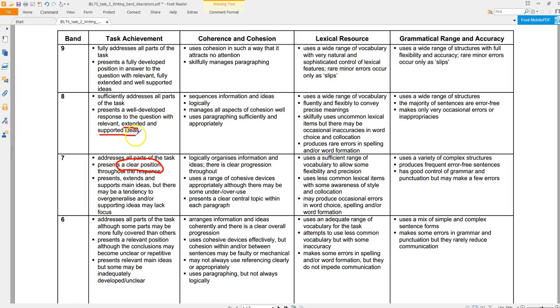Relevant, extended, and supported ideas. What this basically means is good reasons and clear, specific examples. Now, if you overgeneralize, if it's not specific, if your examples or your ideas are not as focused as they could be, that isn't bad, but you're not going to get anything higher. Okay? Clear central topic, one main idea, which it kind of does. So again, that isn't bad.